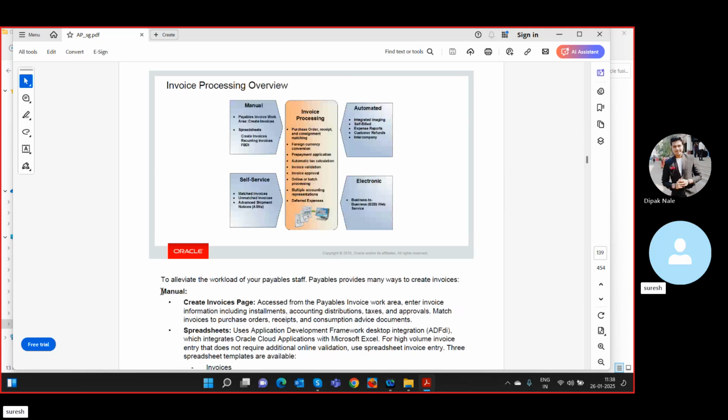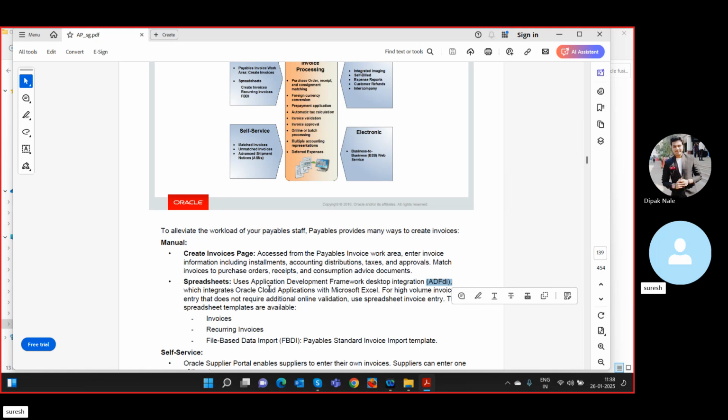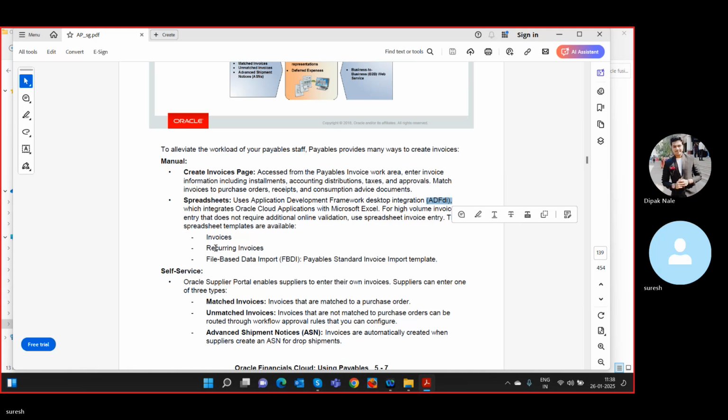There is a manual invoice. You create directly in Oracle, that is manual invoice. And you create a spreadsheet and upload. See, they have the spreadsheet upload here because you cannot create all the invoices manually, right? Yes. Correct. Recurring invoice.